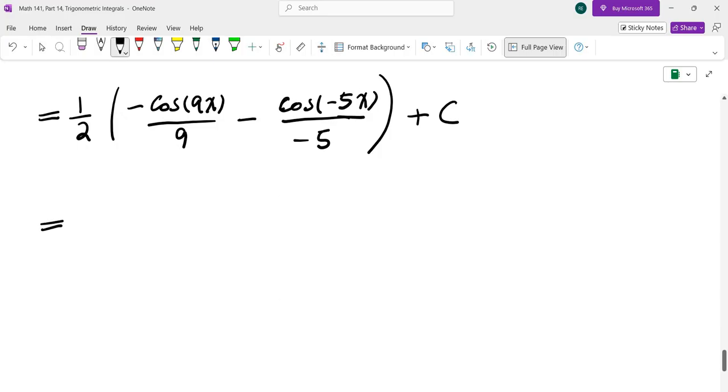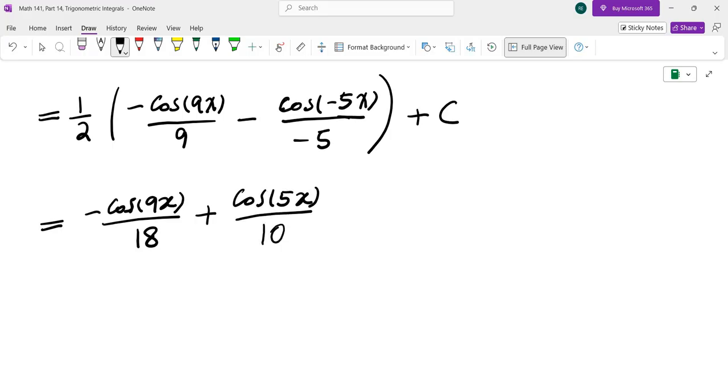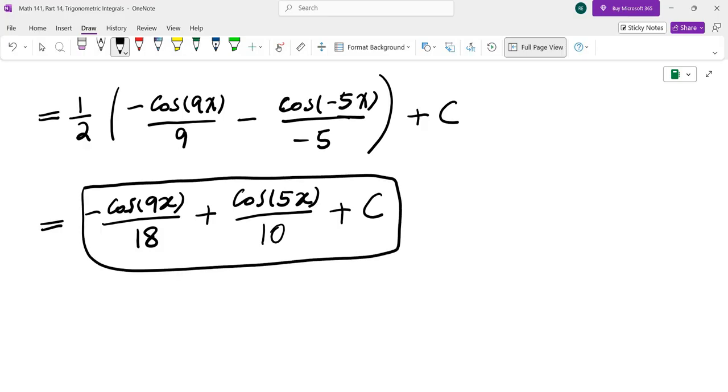So we're going to distribute this. We get negative cosine of 9x divided by 18 as the first term. And then we have a negative sign here, another negative sign here, so that's plus. Cosine of negative 5x and cosine of 5x are the same, divided by 10, and then plus c. So this is the answer to the question.